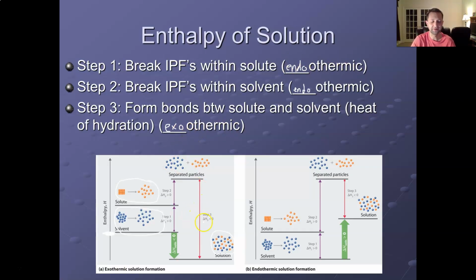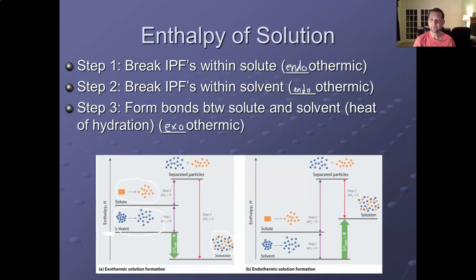All right. So when attractions are forming, that's going to release energy. Just like when you make bonds, back in Unit 1, we talked about enthalpy of formation of covalent compounds, right? When the covalent bonds were formed, that was a release of energy.